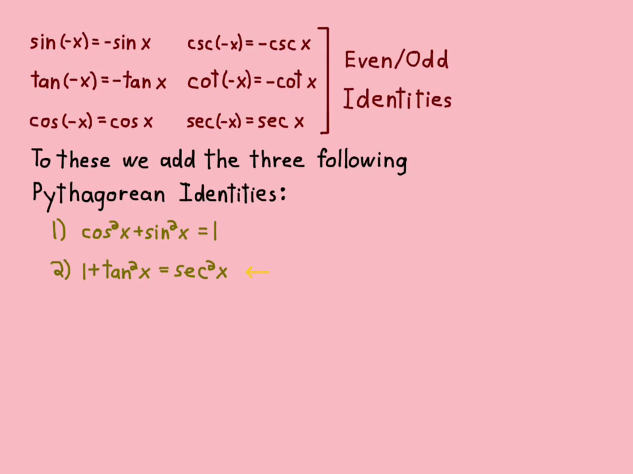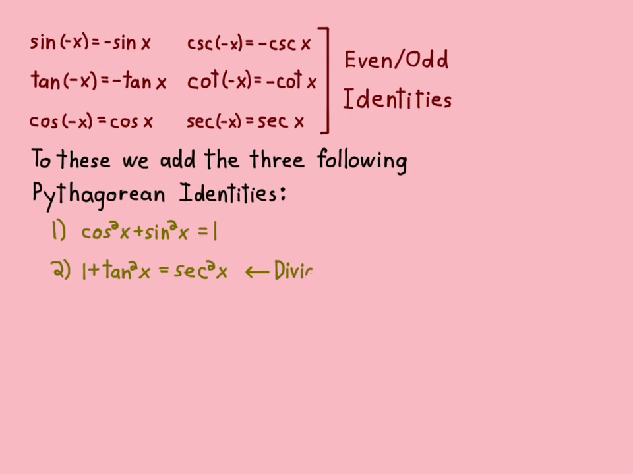Okay, so this one, 1 plus tangent squared equals secant squared. Okay, so all that happened here is I just divided this first one by cosine squared x all the way across. So this is 1 over cosine squared x. This is sine squared over cosine squared x. And cosine squared x over cosine squared x is 1. So that's what that is. Okay, but that's a good one to remember.